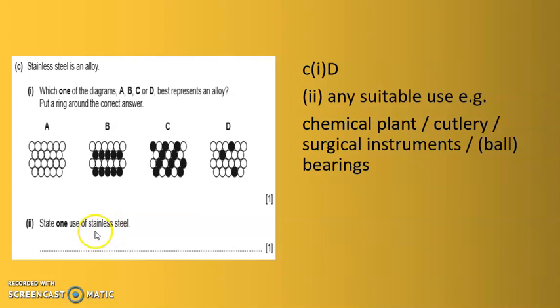State 1 use of stainless steel. There are so many uses. You can name any one, such as in a chemical plant, to make cutlery, to make surgical instruments, etc.